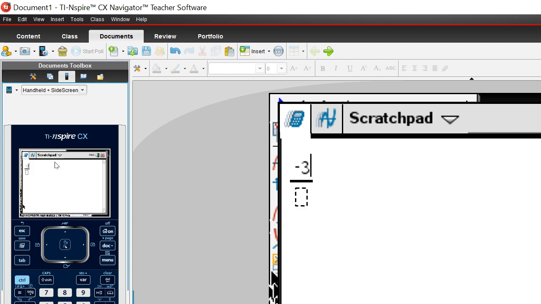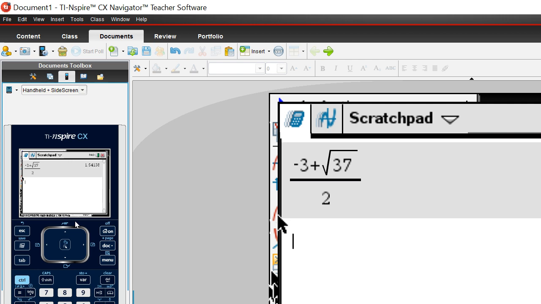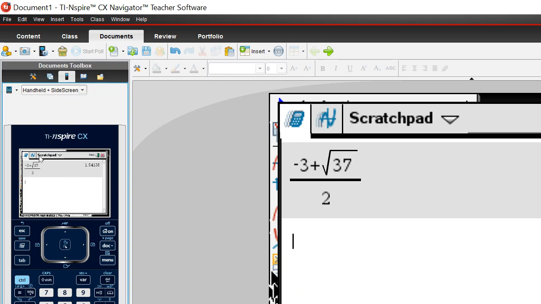So, negative 3 plus the square root of 37 over 2. And that's approximately what? 1.5. So the x-intercept is approximately 1.5. And for the second x-intercept, I'm going to highlight that problem, hit enter, so I don't have to retype everything. Delete the plus, change it to a minus. And that second x-intercept is approximately what? Negative 4.5.